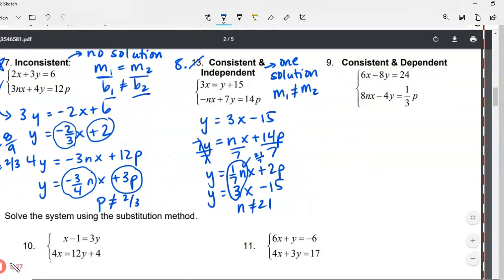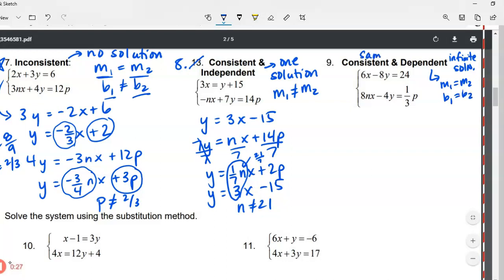All right, so when you say that systems are consistent and dependent, then that means you have infinite solutions. So that means that your M1 is equal to M2, and your B1 is equal to B2. They are the same line. I'll write that up at the top.